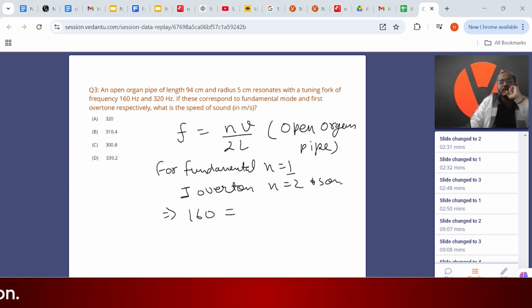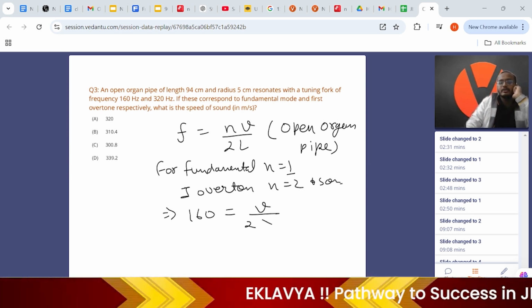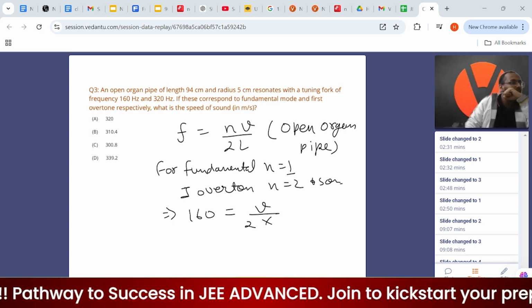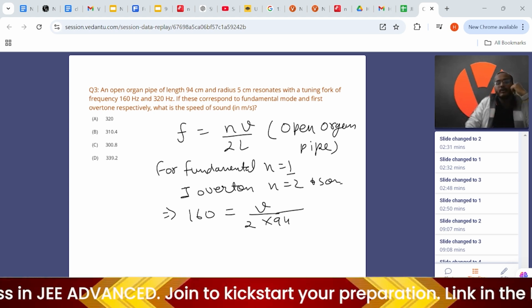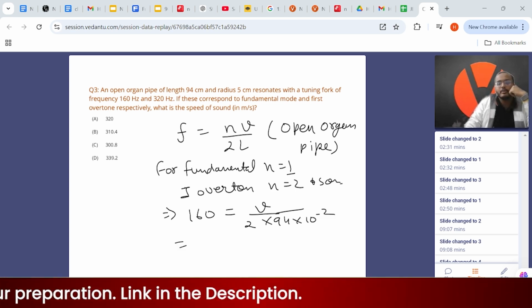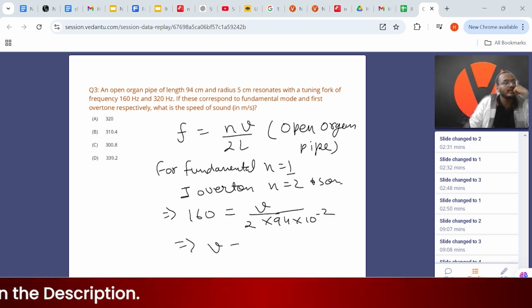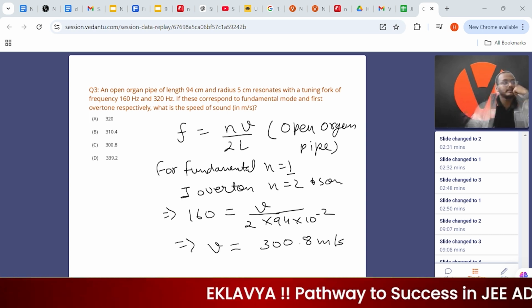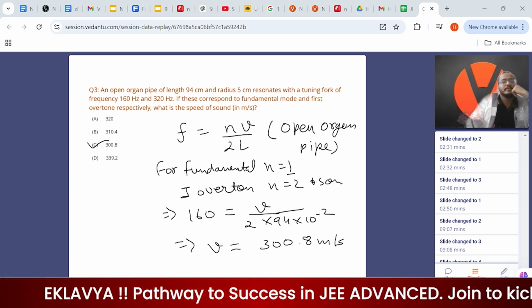So for this, the frequency is 160 hertz. It will be equal to n is equal to 1, v divided by 2 into length, which is given as 94 centimeters. So you have to convert it into meters. So it will be 94 into 10 raised to the power minus 2. And when you calculate the value of v, it will come almost equal to 300.8 meter per second. That is again option number C, the correct answer.